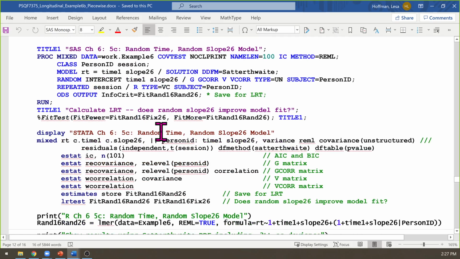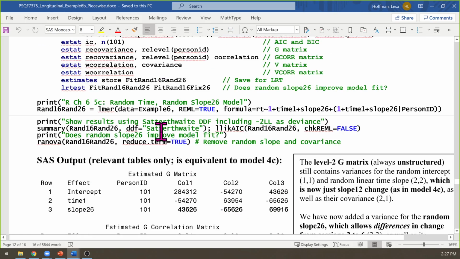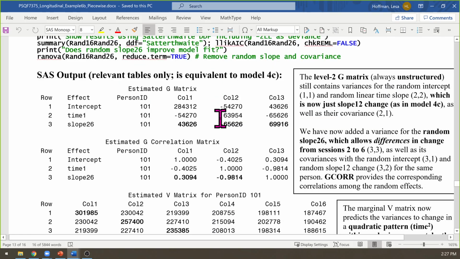So after controlling for random slope 2, 6, the variance of the first slope is just individual differences in the rate of change from session 1 to 2. The variance of the second slope is individual differences in the difference in the rate of change. But at this point, the two models that each have 2 random slopes in them are equivalent.